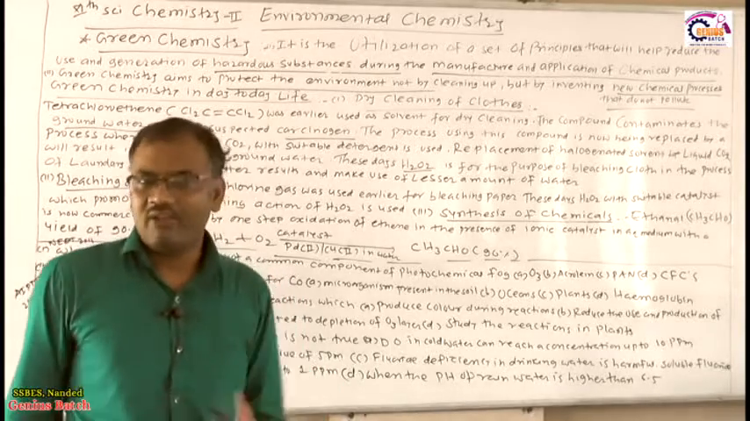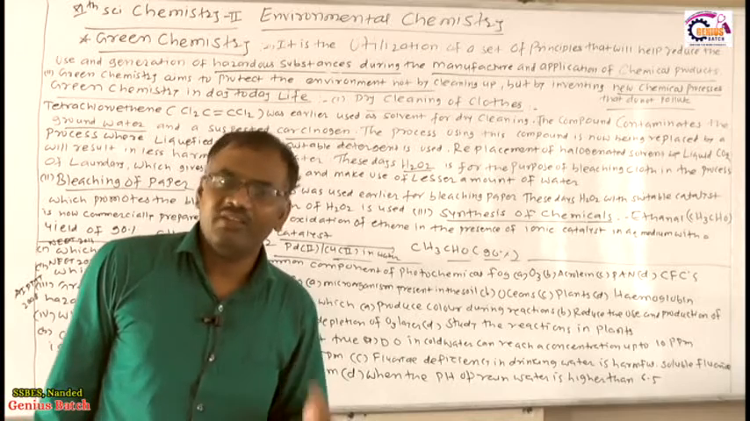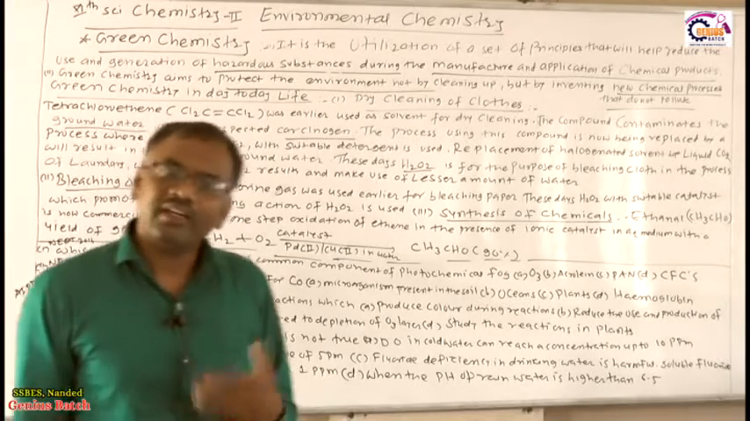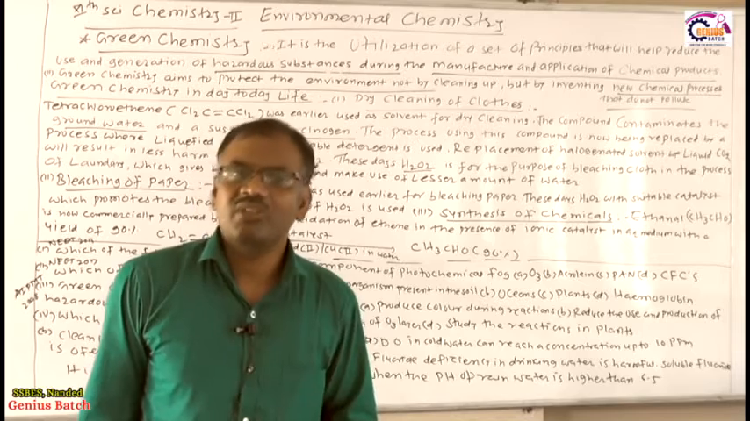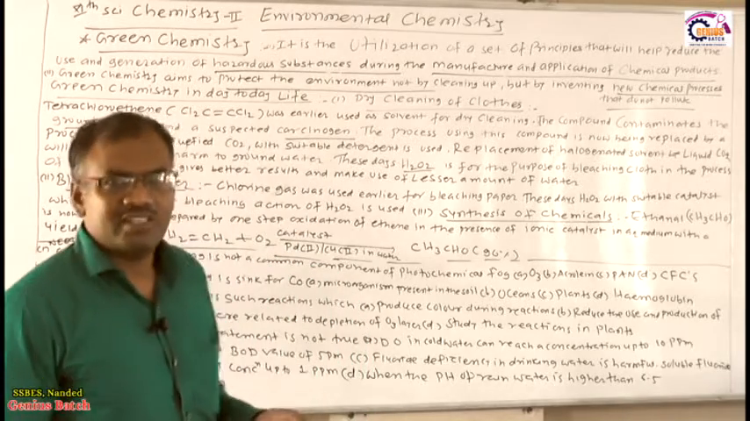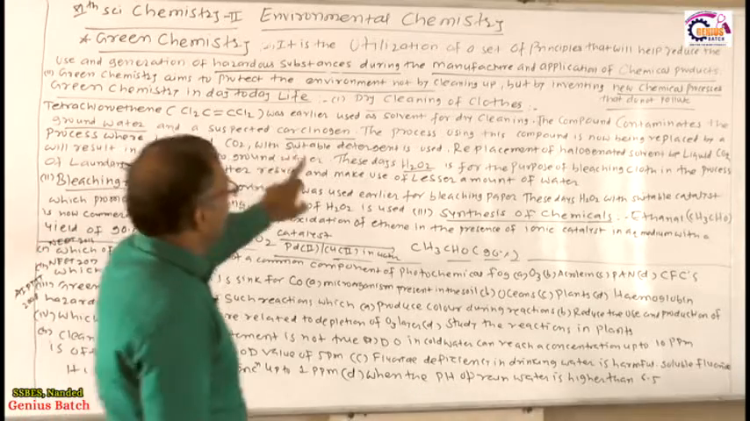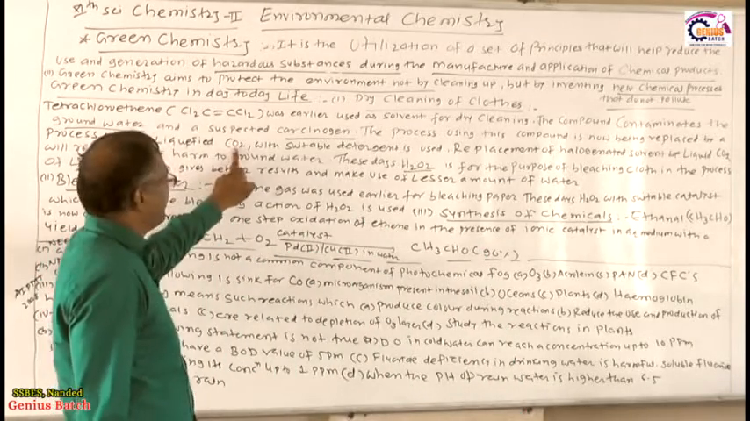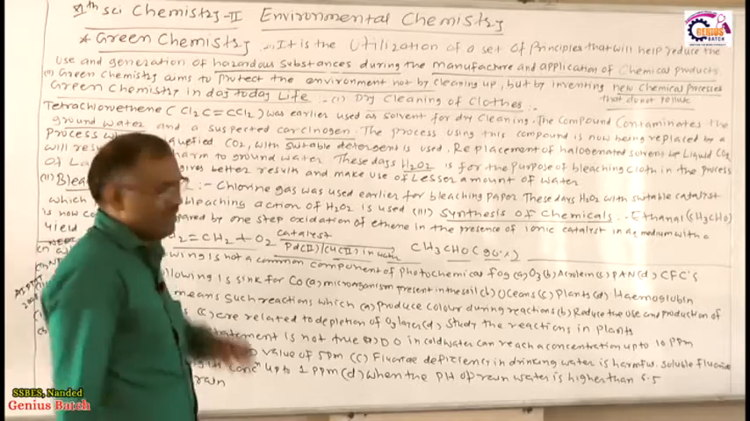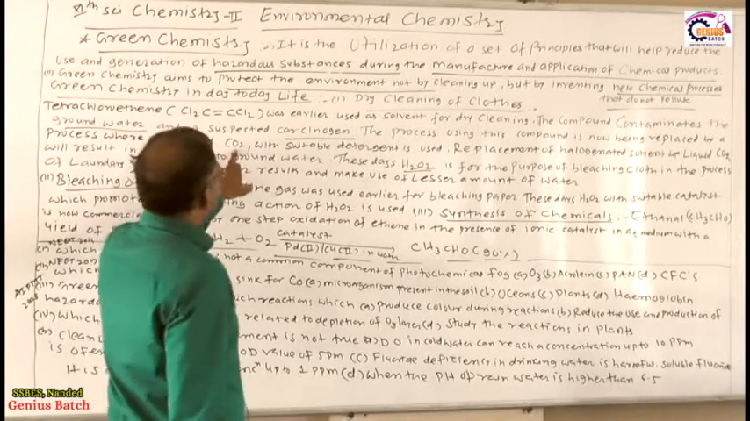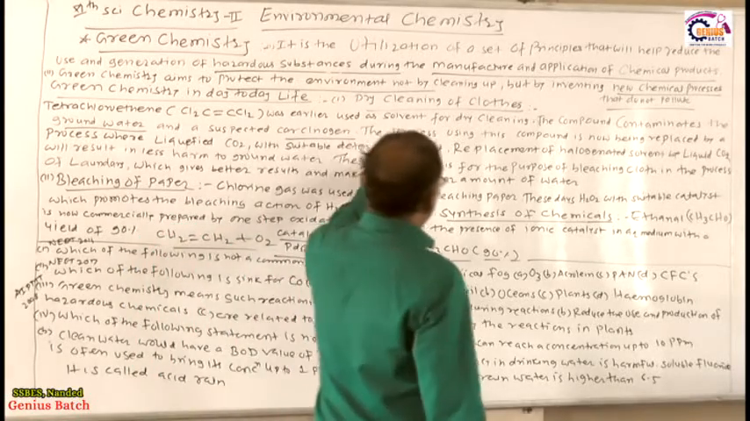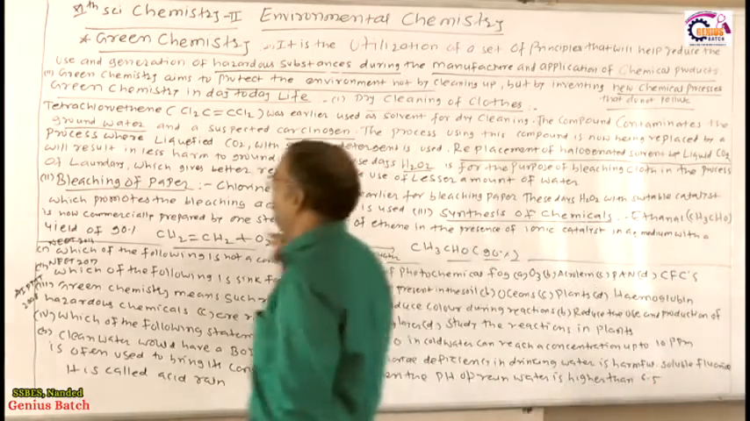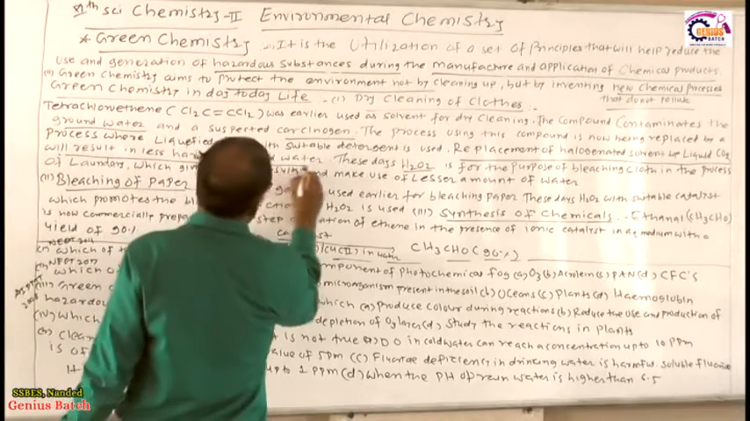this process. Why? Because we are using tetrachloroethene for cleaning our clothes. Tetrachloroethene produces a carcinogenic agent, a cancer causing agent, so hence we have to replace this. The process using this compound is now being replaced by a process where liquefied CO2 is used. So instead of this chlorine compound, what are they going to use? Liquefied carbon dioxide gas with a suitable detergent is used. Replacement of halogenated solvent by liquid CO2 will result in less harm to the groundwater.